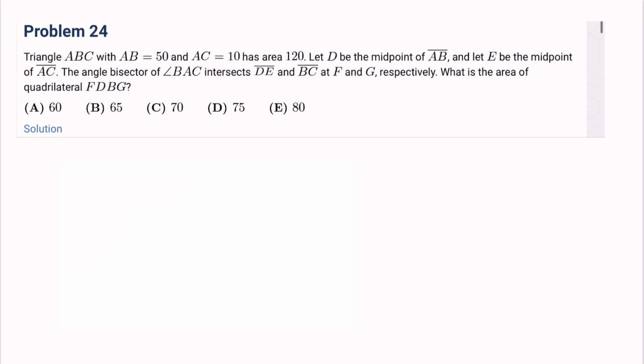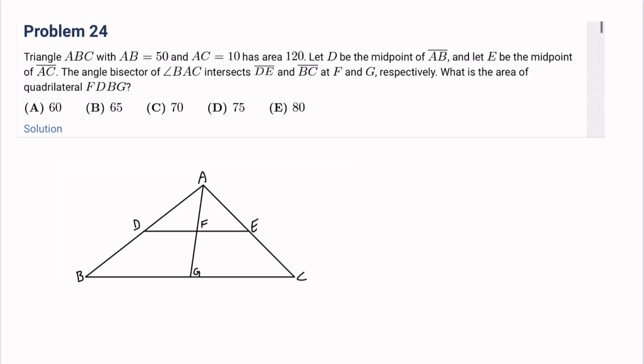Okay, so this would be our diagram, and AB is 50, and AC is 10. It isn't exactly to scale, but it doesn't really matter. And it asks, what is the area of quadrilateral FDBG? So this is an angle bisector, right? And this is 50 to 10, so that means BG to GC, the ratio of the lengths, is 5 to 1.